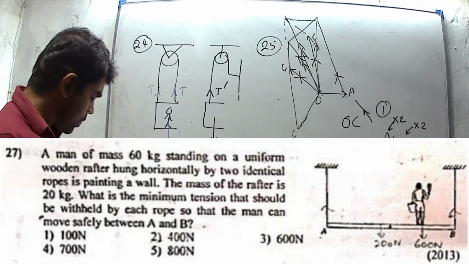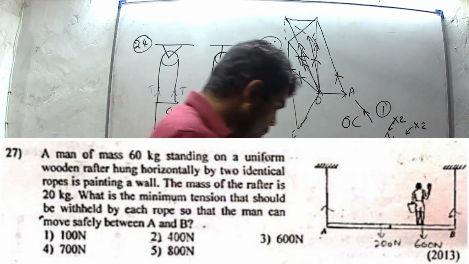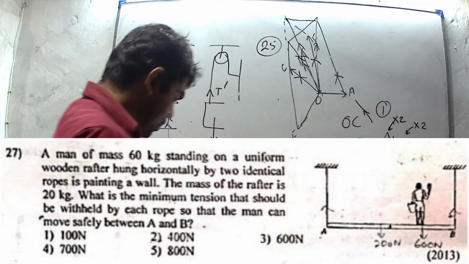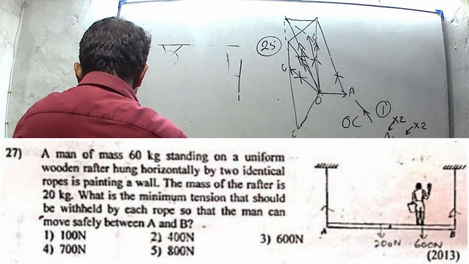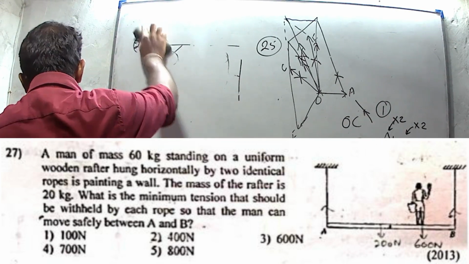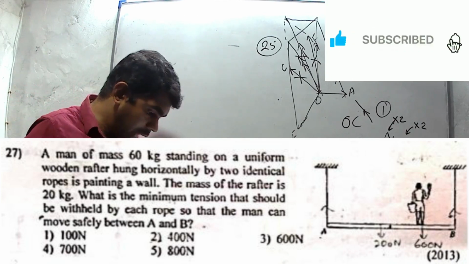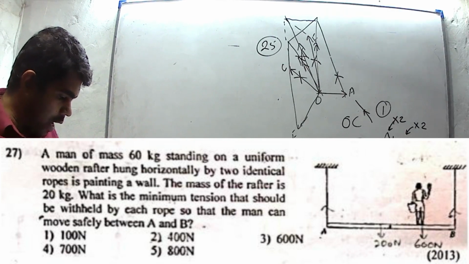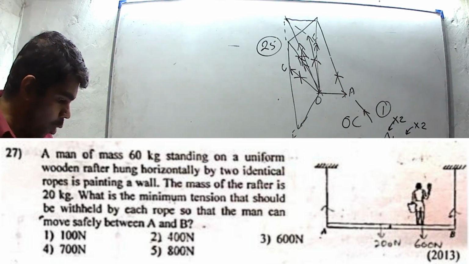Question number 27. A man of mass 60 kilograms standing on a uniform wooden rafter hung horizontally by 2 identical ropes is painting a wall. The mass of the rafter is 20 kilograms. What is the minimum tension that should be withheld by each rope so that the man can move safely between A and B?